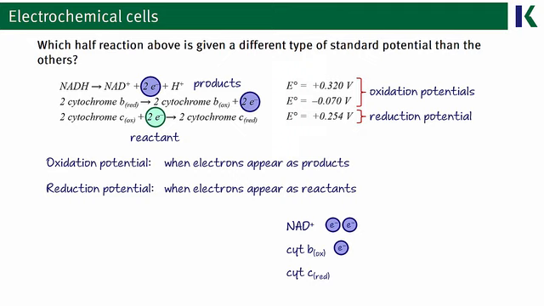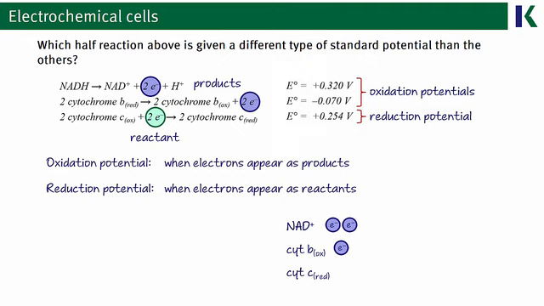Here, we were only provided with the reduction potential of cytochrome C, which means that it was the half reaction to which a different potential was given. But is there any way that we can figure out the reduction potential for a compound if we're given its oxidation potential? Absolutely. You just have to flip the sign. That means that the reduction potential of cytochrome B, for instance, is plus 0.070 volts.